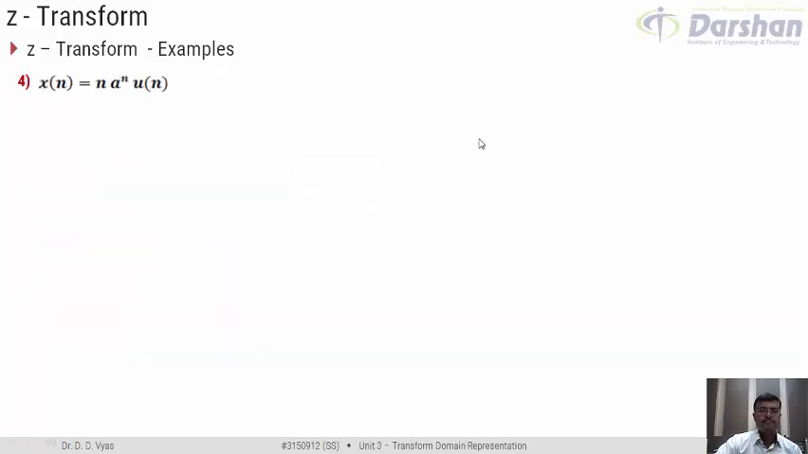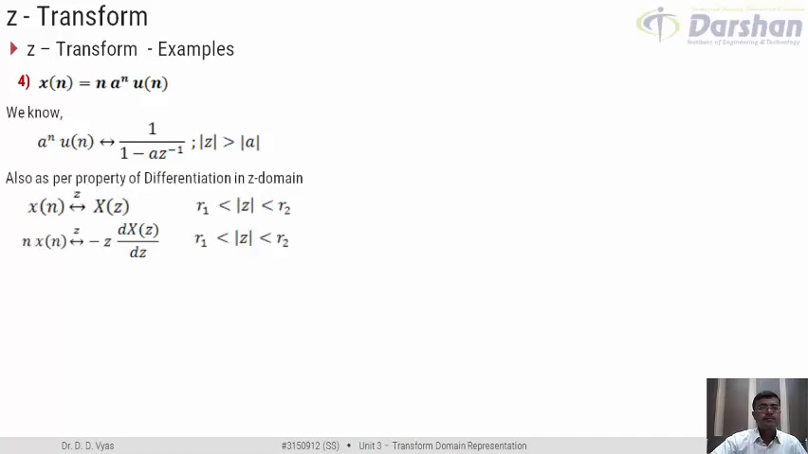Fine. Let us take one more example in this regard, investigating one more property of Z transform. Let us say that we have a signal x of n equal to n a raised to power n un. Now we know a standard Z transform pair that a raised to power n un has a Z transform 1 upon 1 minus a z inverse with mod z greater than mod a.